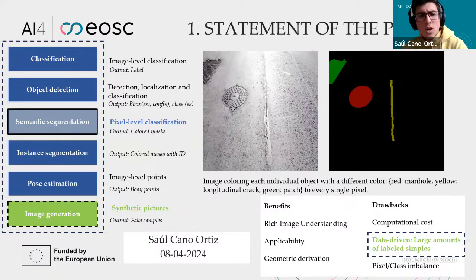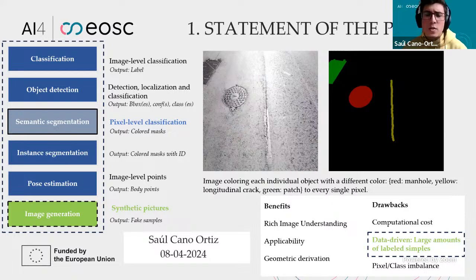Image generation means producing fake images, an image like the left image, but from semantic masks. So it's basically the inverse problem of semantic segmentation. It's called semantic image synthesis.